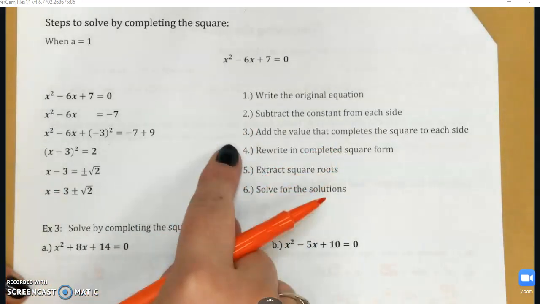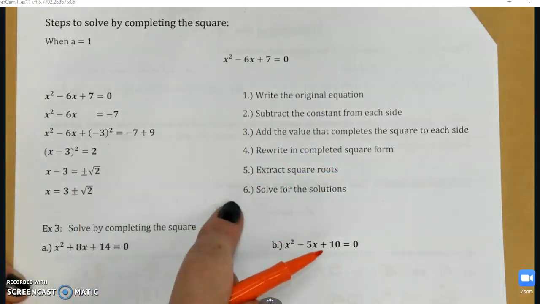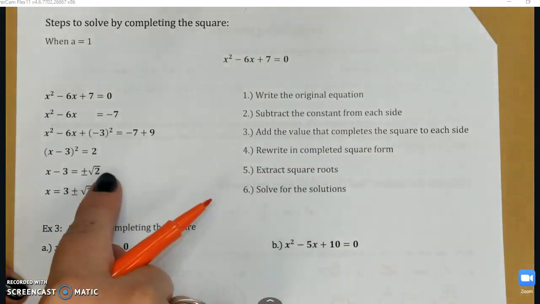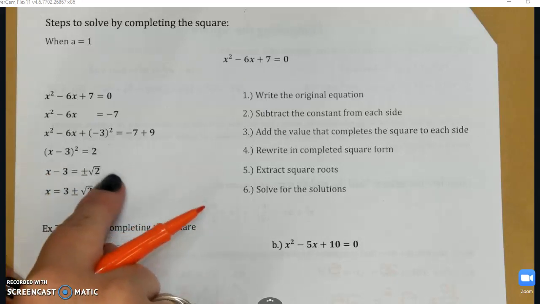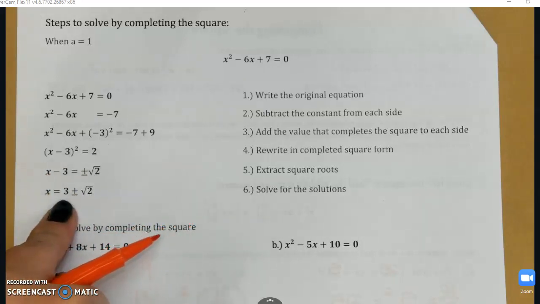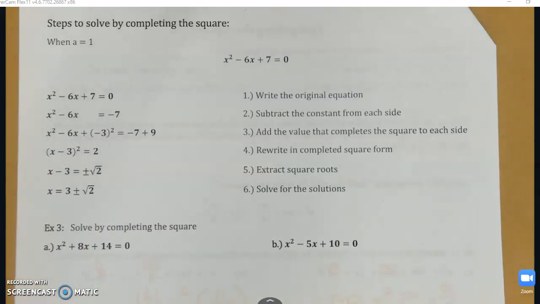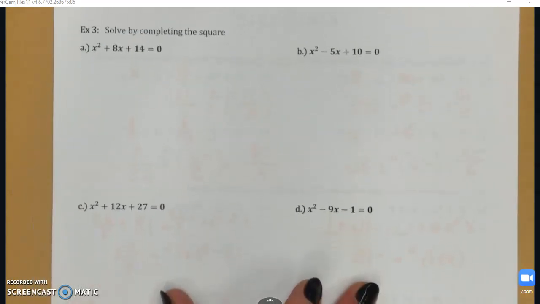So we've already done steps 1 through 4. The last two steps, 5 and 6, are just the final icing on the cake, which is to take the square root of both sides and then get x by itself. And that's how we're going to get our solutions. So let's jump right into some examples.